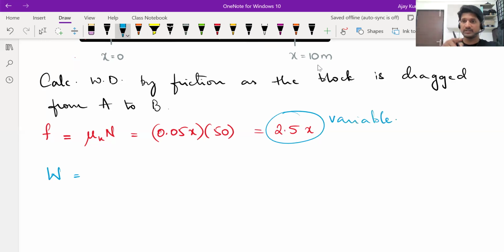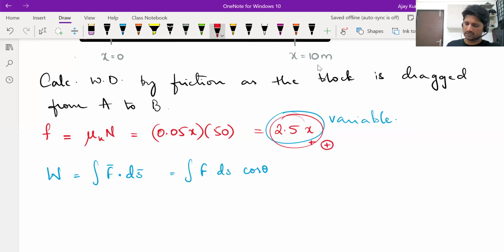So based on that, you will decide which formula to use for work. And now it is clear you will have to use integral F dot ds, which is integral of force, displacement, cos of the angle between them. The force here is friction, 2.5x, and from x equals 0 to x equals 10 there are no negative x values. So for all positive values of x this will come out positive, so you can take the magnitude of force as 2x itself.